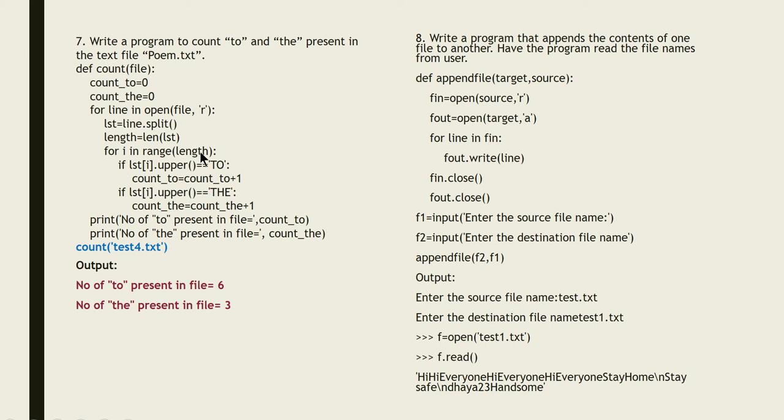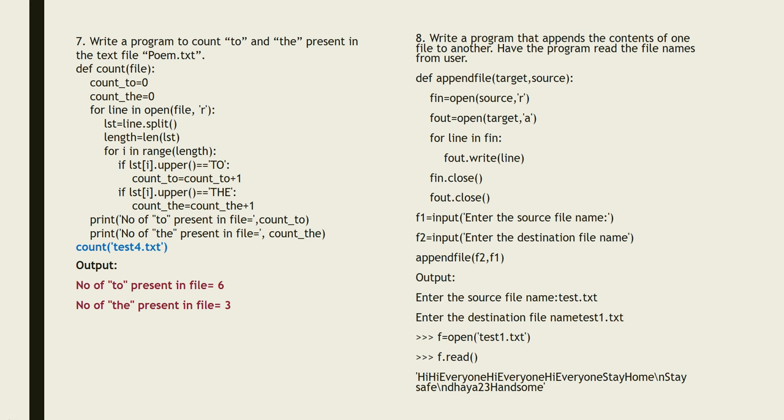This inner for loop is to find the words present in one single line, and the outer for loop is to fetch all the lines in the file. In line with this outer for loop, you print the number of "to" present in the file, which is in count_to, and the number of "the" present in the text file, which is count_the. Then this is a top-level statement, that is your main program, where I am calling test4.txt. When you execute this program, all the programs I have given in my PPT are executable programs.